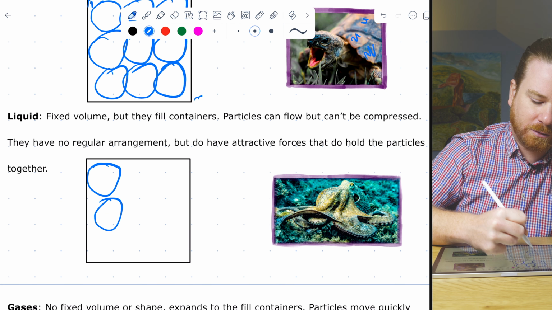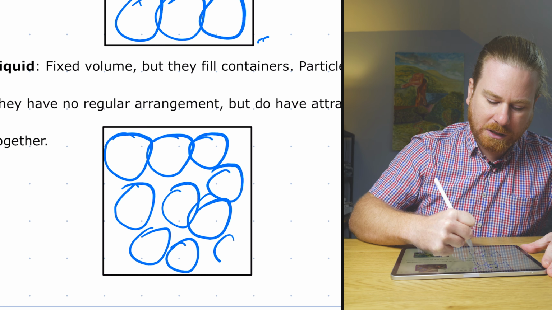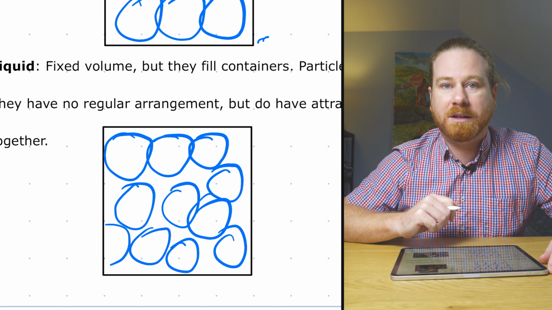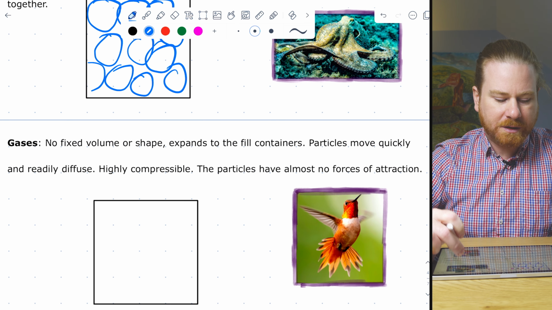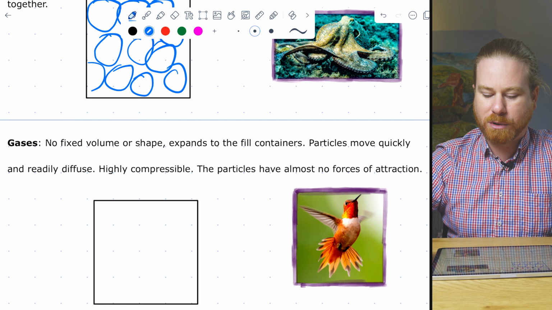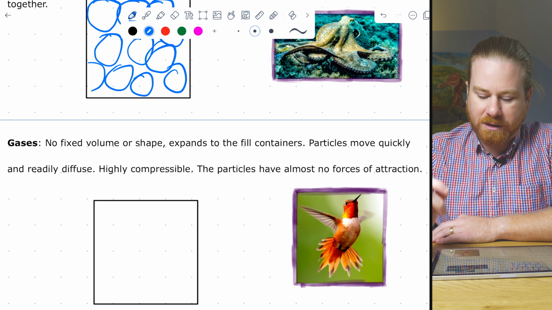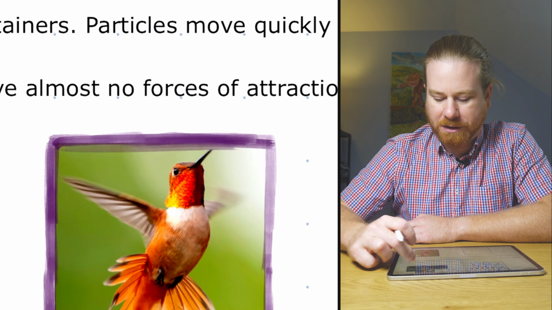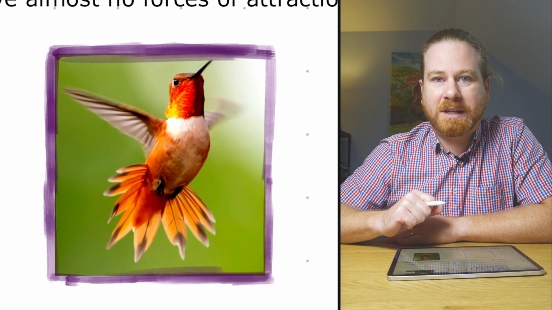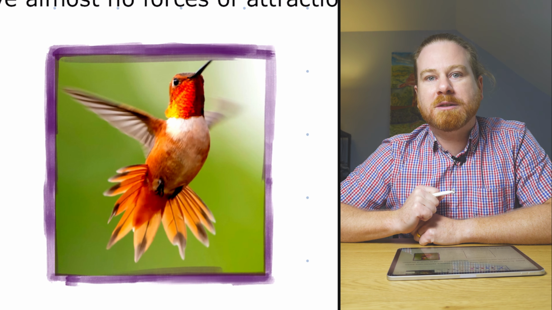Looking at the particle diagram, again doing some lovely neat circles, they're all pretty much touching, but no regular arrangement. Okay, so on to gases. So no fixed volume or shape, they expand to fill the container, and your particles move quickly and readily diffuse. Highly compressible, and the particles have almost no forces of attraction. So just like a hummingbird. Hummingbirds can fly, pretty much the same as a gas. You could even compress their space if you were feeling mean, but I wouldn't recommend doing that.